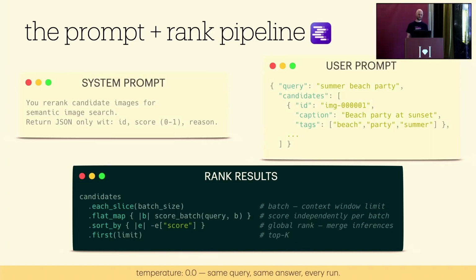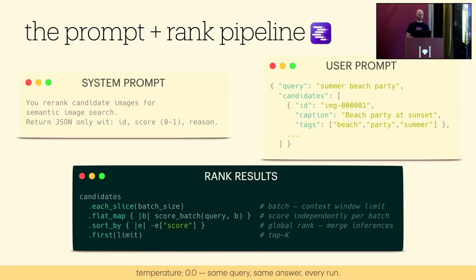How does it work? Strict JSON in, caption and tags, scores out. No pixels at search time. Take a look at the batching section. Each slice is a batch size, because the catalog doesn't fit entirely in one prompt, so we have to do batches of candidates. Then we sort the batch results globally. The final sort is the re-rank, and it merges separate candidates into a single ordered list.